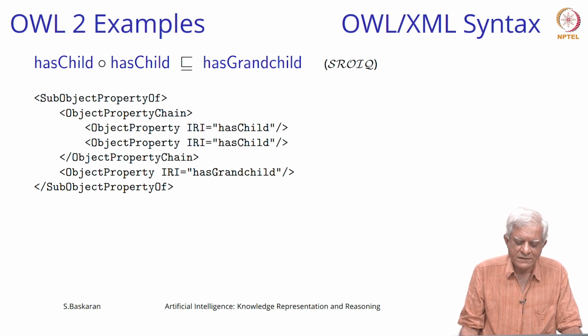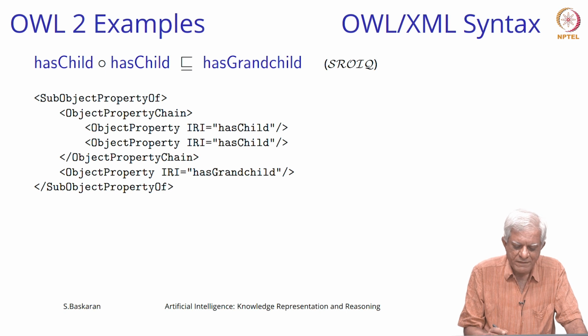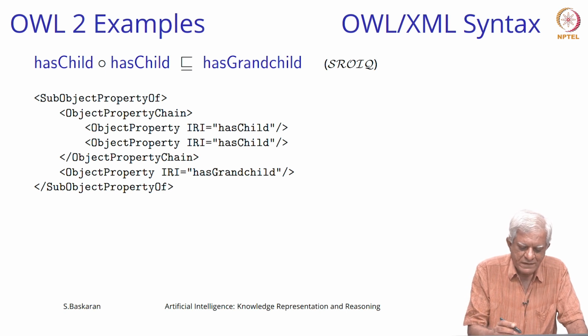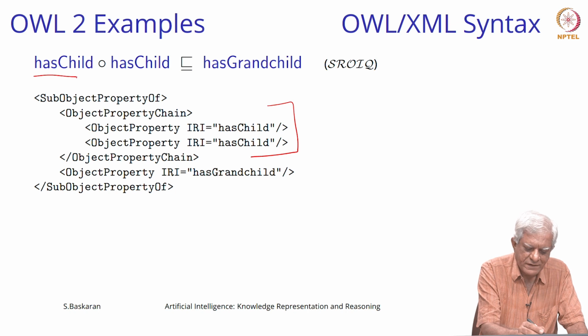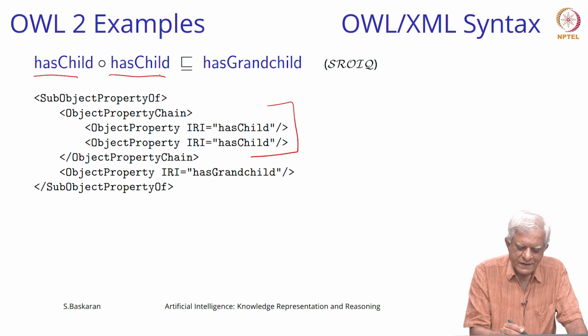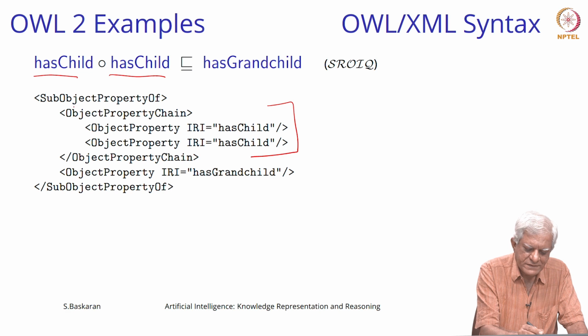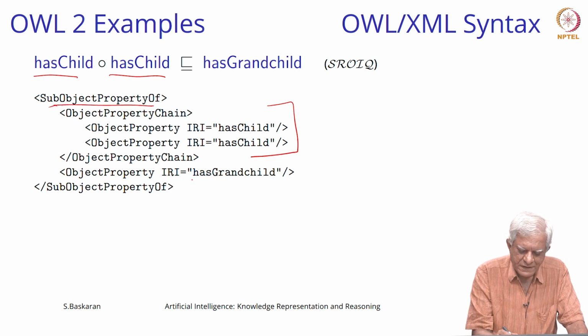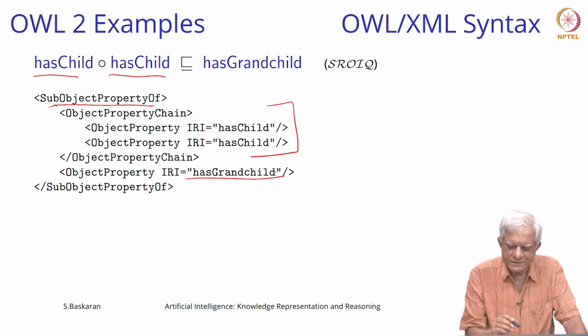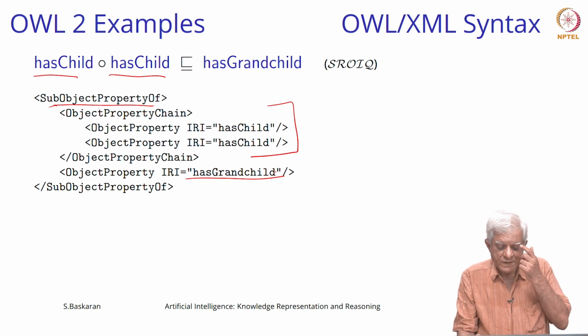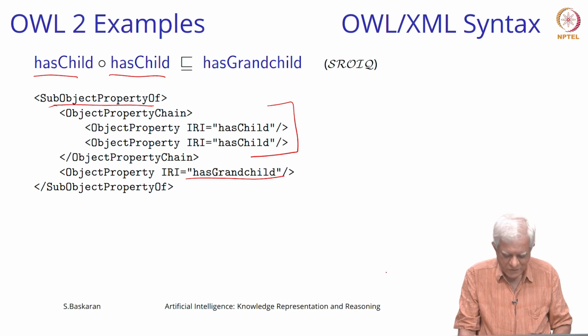Here is a grandchild relation. So, we are saying that there is a property chain which is has child followed by has child, and that this property chain is a sub object property of something called has grandchild essentially. So, if you have a child who has a child, then you have a grandchild.